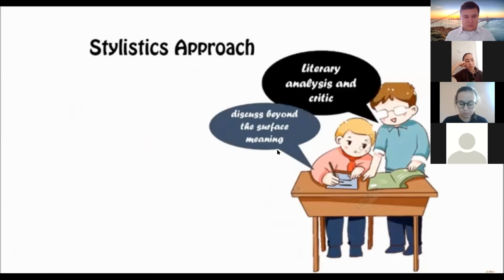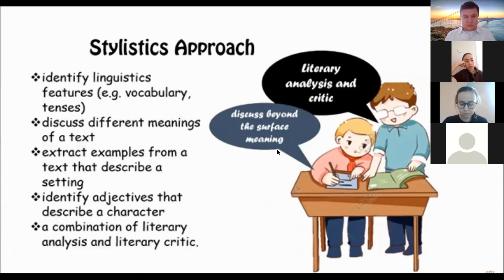The literature lesson looks at the language of the text, thus encourages language awareness. The students may be asked to identify linguistic features, for example vocabulary, tenses, in a text, discuss different meanings of a text, extract examples from a text that describe a setting or identify adjectives that describe a character. It is a combination of literary analysis and literary critic.